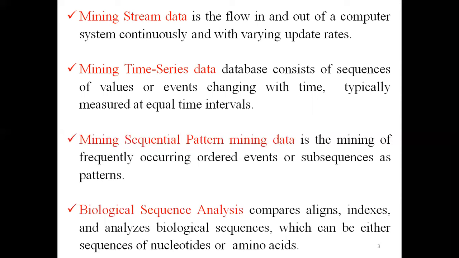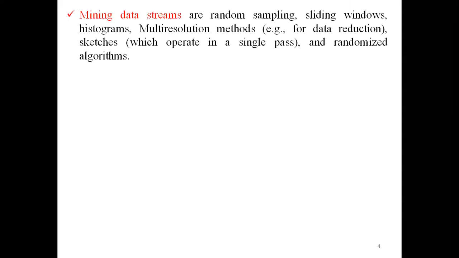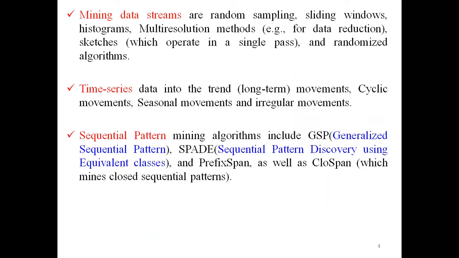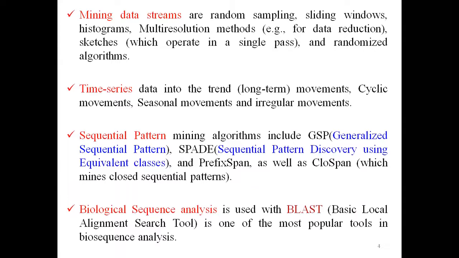That means biological sequences here. Biological sequences: compare, align, index and analyze the biological sequences. That means it may be nucleotides and amino acids. Here, the sequences may be nucleotides. That type is also a complex data type. And then mining the data stream, and then mining the time series, and then sequence patterns. Here, these are some example algorithms for sequence patterns: the generalized sequence pattern, sequential pattern discovery using equivalent classes, and then biological sequences.